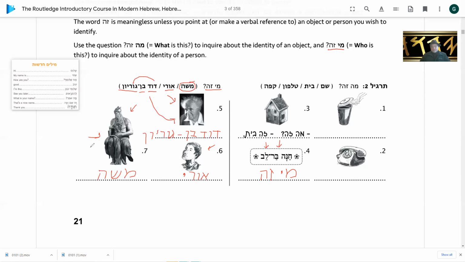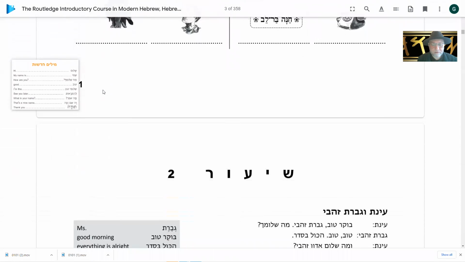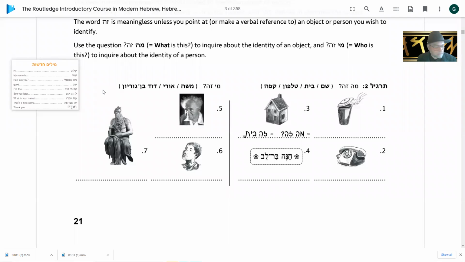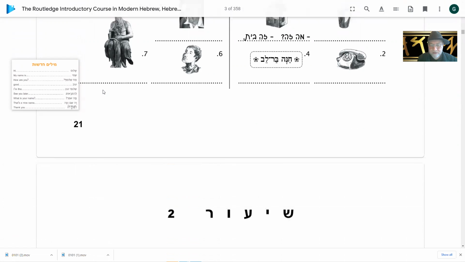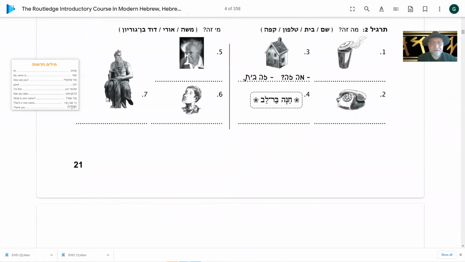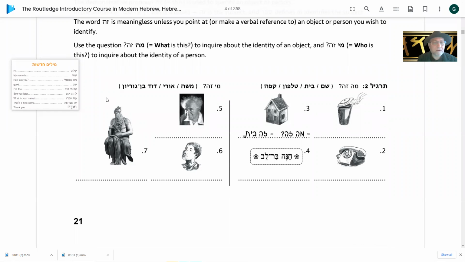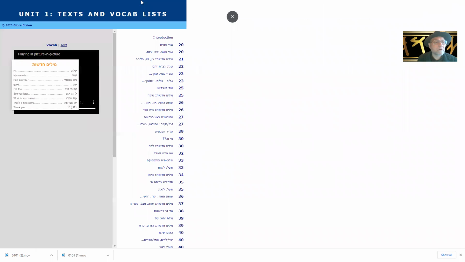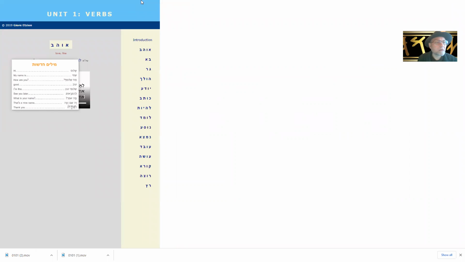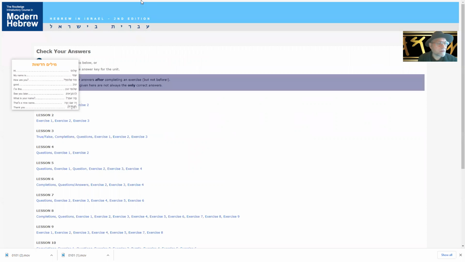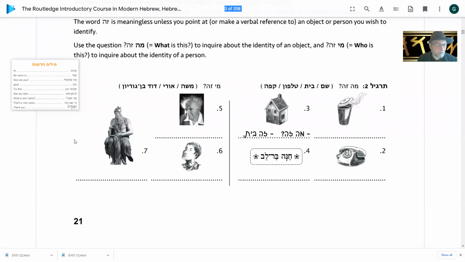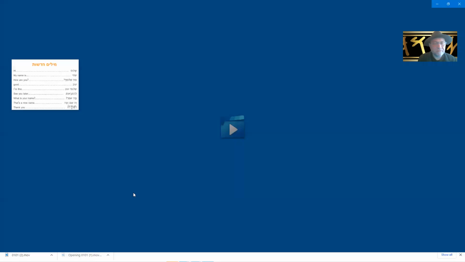Okay. All right. I think we did pretty good on that. Let's clear this out. Okay, so that's the end of lesson 1. Shiur, lesson 1. Let's go up here, see what we can find. There we go. Here's that answer key we were looking for. All right, so let's take a look at this.